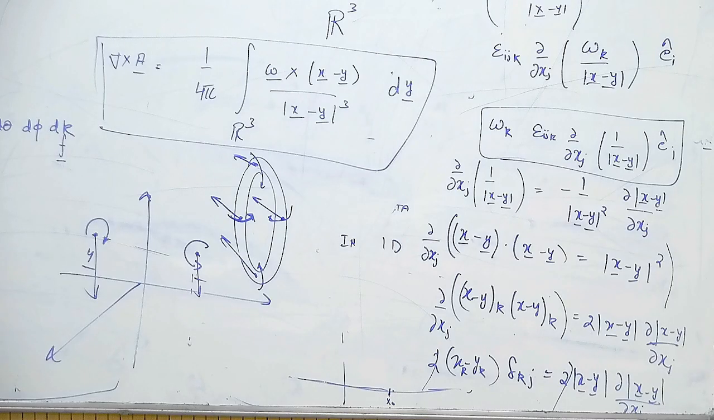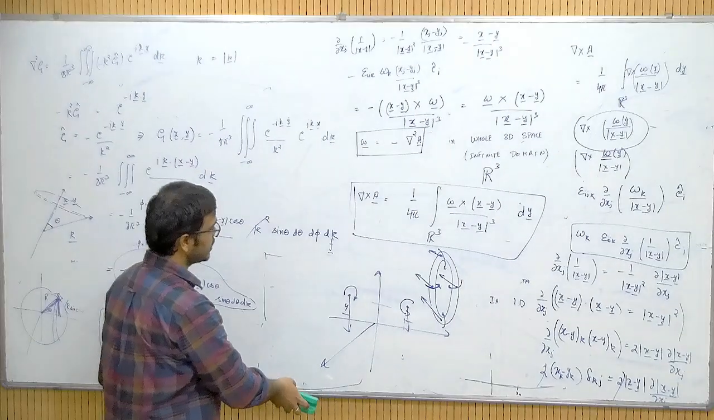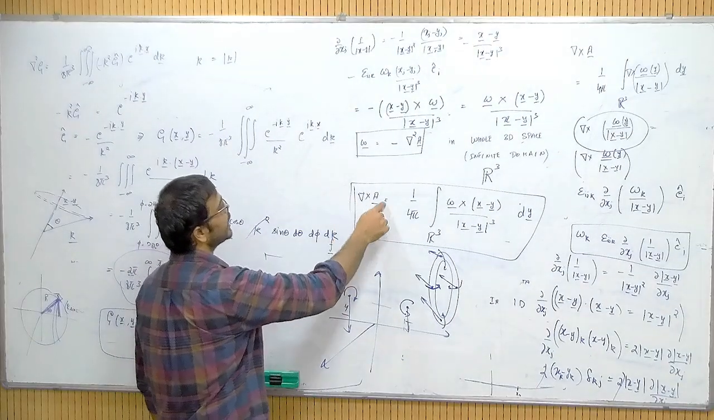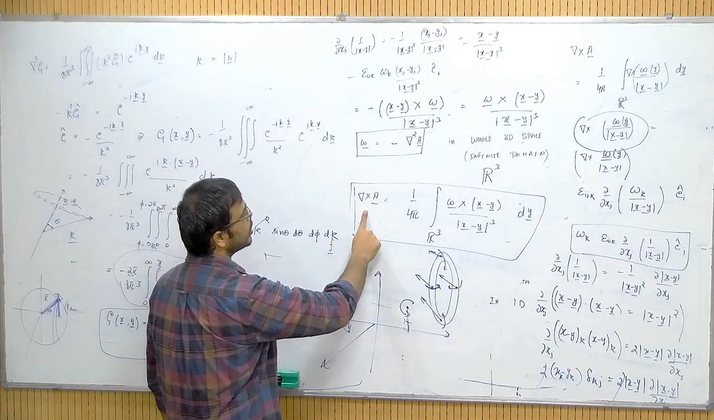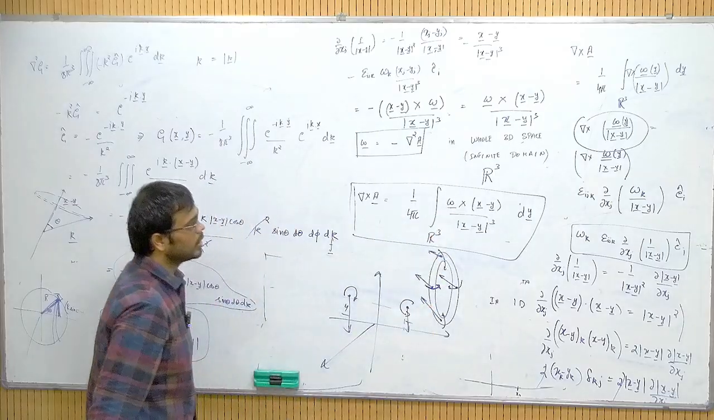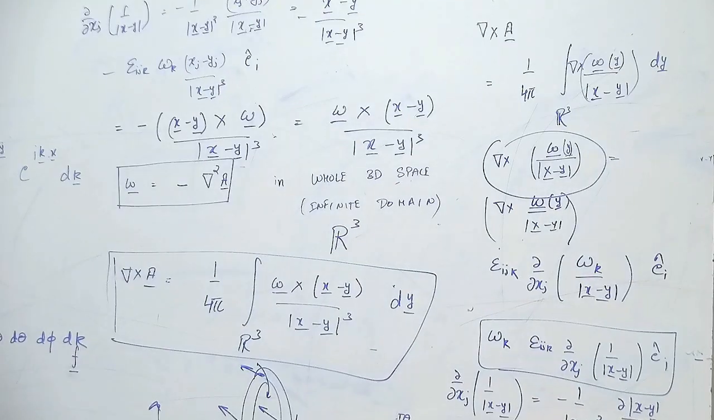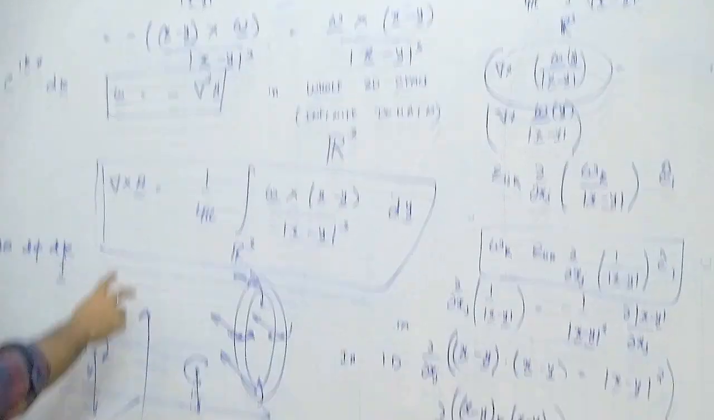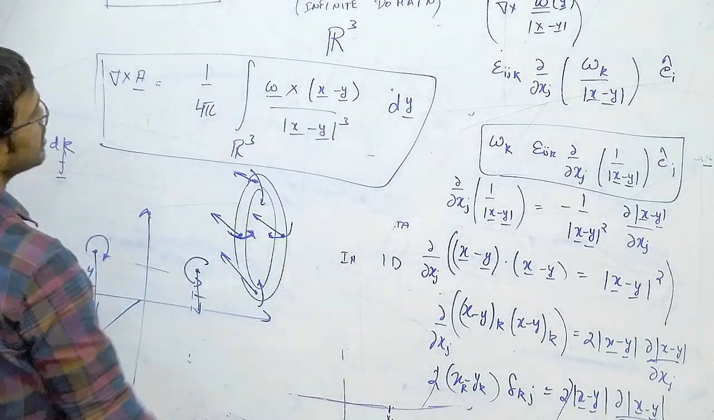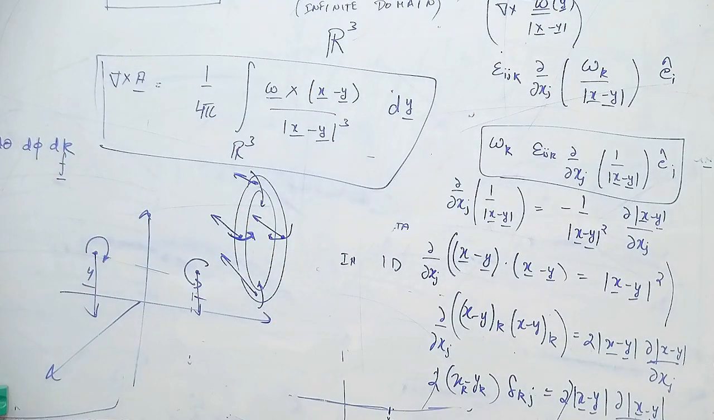So, all of this algebra we had to do just to answer the question: what is the velocity A, given a vorticity, such that del cross A is the prescribed vorticity? We have answered that question. We have calculated del cross A, and this is what del cross A is supposed to be. Any questions?